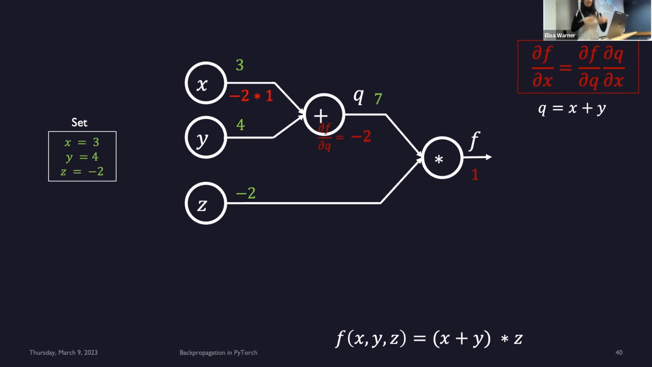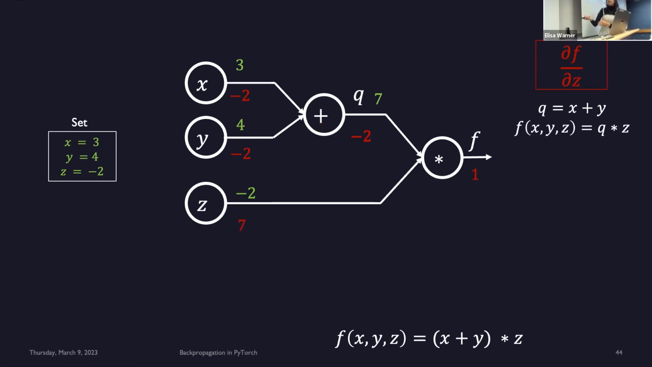Some calc 1 exercise for you. We already calculated the partial derivative of f with respect to q. It's -2. So all we need to do is get q with respect to x, and that's going to equal 1, right? So we just say -2 times 1 equals -2. Then we use the same principle and apply it to y, with the exact same chain rule.